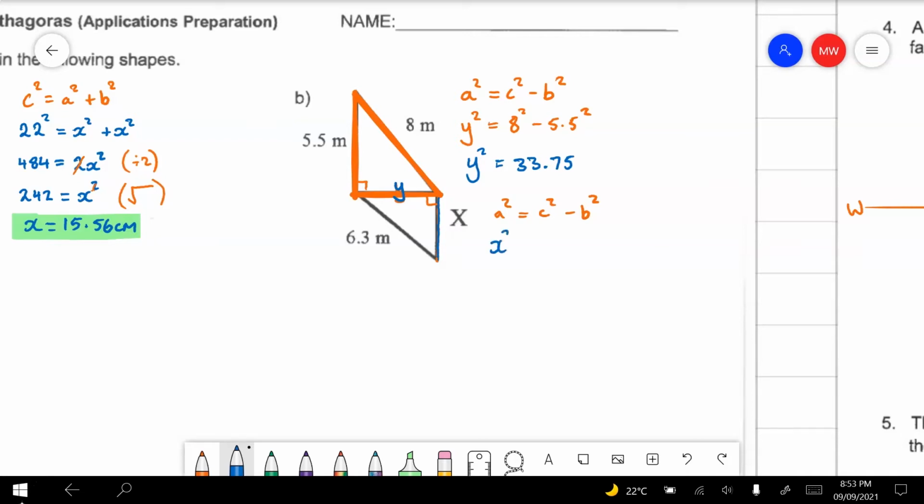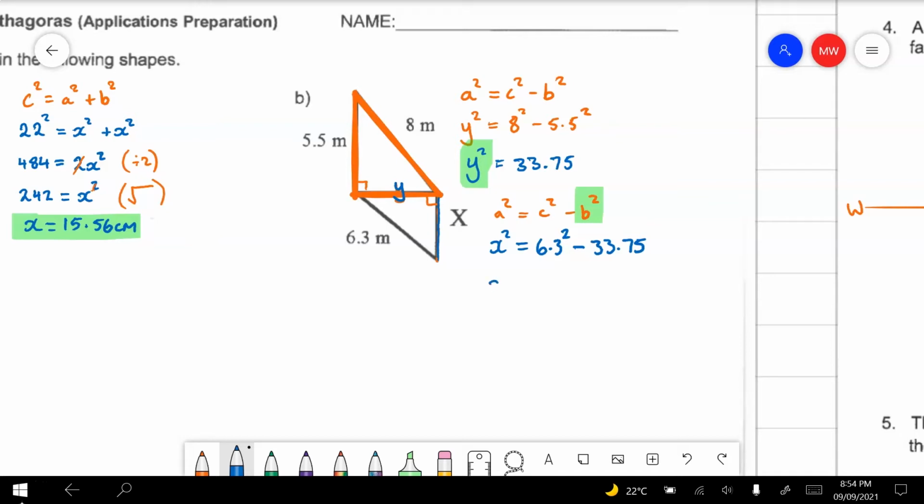So x squared will be c squared, which is 6.3 squared, minus, and then I just substitute 33.75 straight in. There's no squared here, because remember, y squared was 33.75, so b squared is going to be 33.75. We don't need to square it. All right, this helps us with the accuracy a little bit.